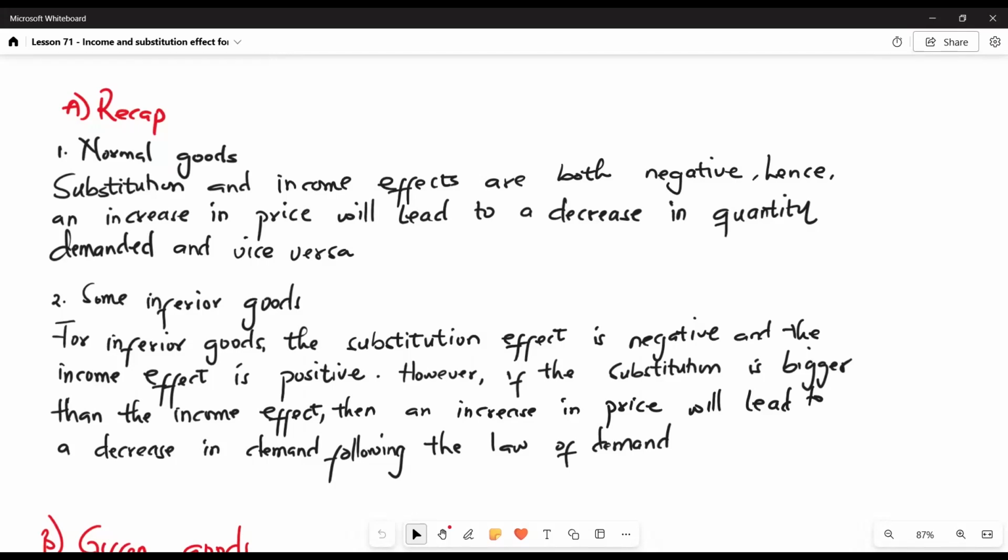Hi, welcome back. Our previous lesson was on income and substitution effects for inferior goods. Today we'll be moving on to Giffen goods.